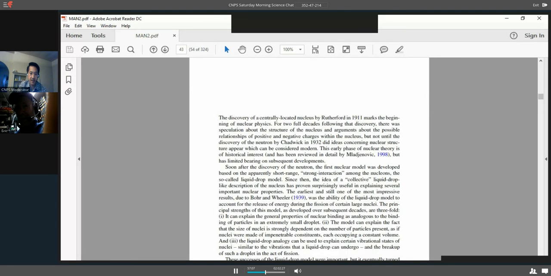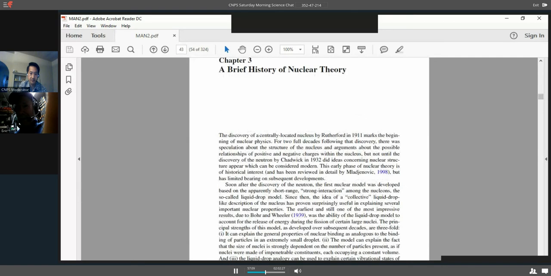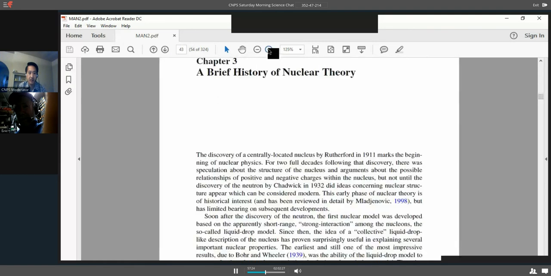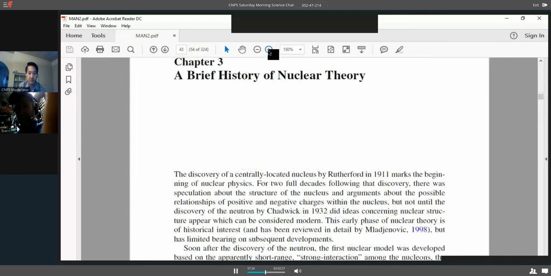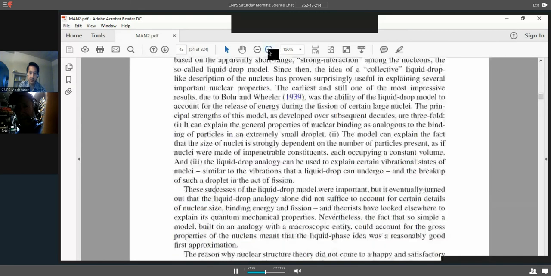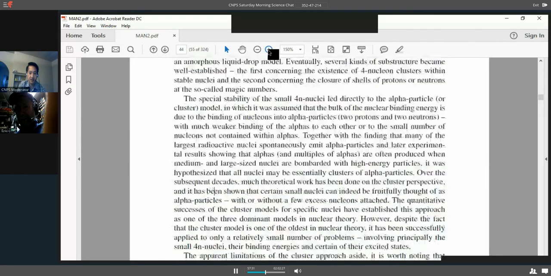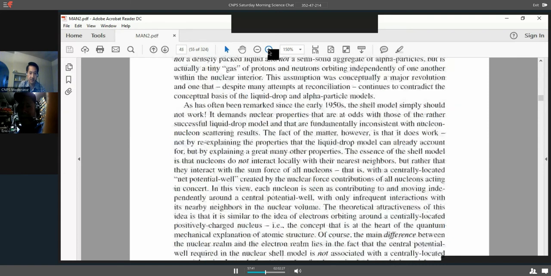And we've already covered the shell model. So he has a brief history of nuclear theory here, which he says was started by Rutherford. Can you zoom in on the page maybe? Well, if we zoom in, then we won't be able to see much more there. Okay, one more. Yeah, let's see here. So this is the brief history, and he's mentioning the special stability of 4N nuclei, which is the alpha particle.